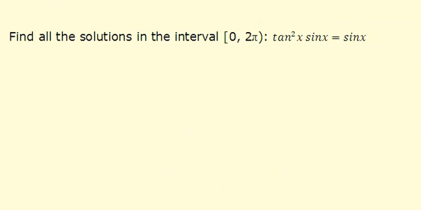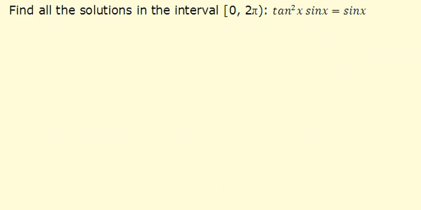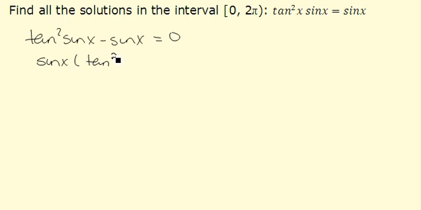In this problem, we are asked to find the solutions in the interval 0 to 2 pi for tangent squared x times sine x is equal to sine x. The first thing we would want to do is bring everything over to one side so that we can factor it. Factoring out a sine of x, we are left with tangent squared of x minus 1 equals 0. Therefore, sine of x is equal to 0, or the tangent squared of x minus 1 is equal to 0.